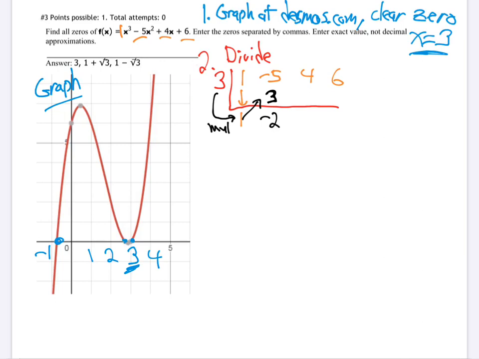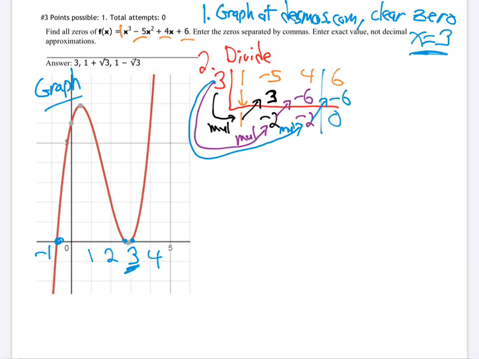Whoops, going for the wrong thing here. Next I'm going to take that 3 and multiply. 3 times -2 is -6. 4 minus 6 is -2. Last step, 3 multiplied by -2 is -6. No surprise, 0 remainder. That tells us that the 3 goes in perfectly and that the 3 really is a 0. We were reading that graph correctly. That's exactly a 0 because it goes in with 0 remainder. It goes in perfectly, which means it's a 0. 0 remainder means it's a 0.